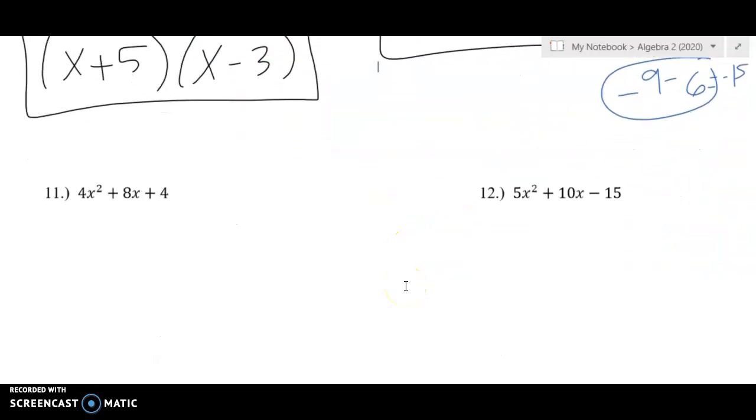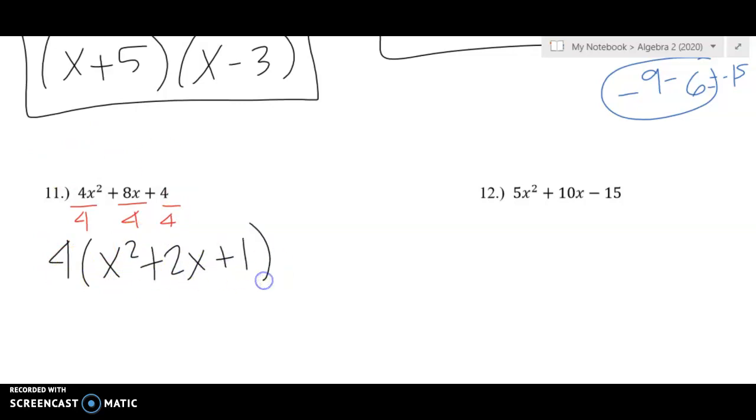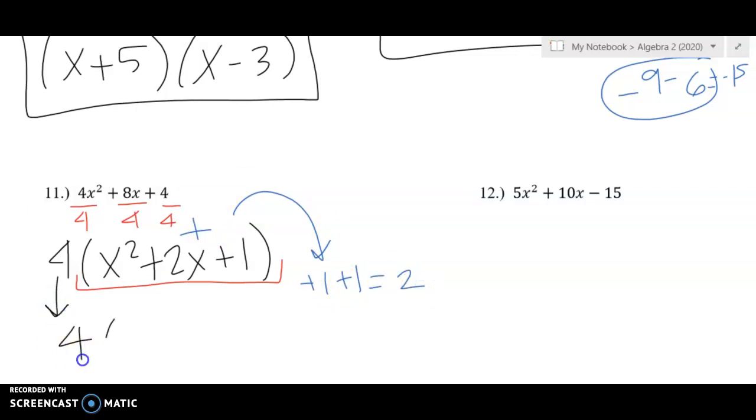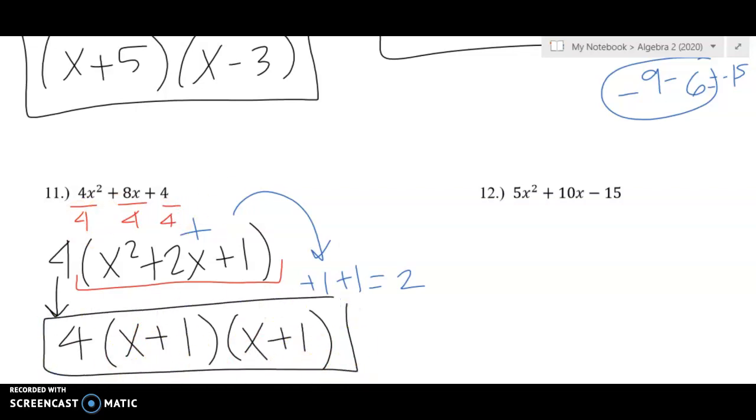Okay, the last two, I'm going to have to do a GCF here. So I'm going to need to take out a 4 from each piece. That's going to leave me with 4 on the outside, x squared plus 2x plus 1 on the inside. I need to factor the trinomial. So what multiplies to 1 and adds to 2? Well, if they're both positive, that should work. Drop down the 4 in the front. Separate this into your factors. One of them is going to have a +1. The other one is going to have a +1. And there's my factored form.